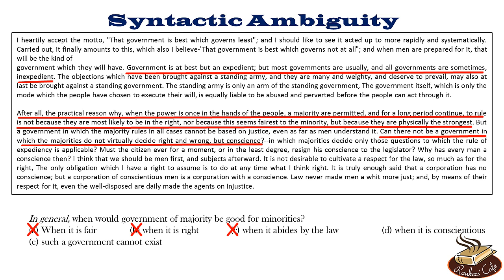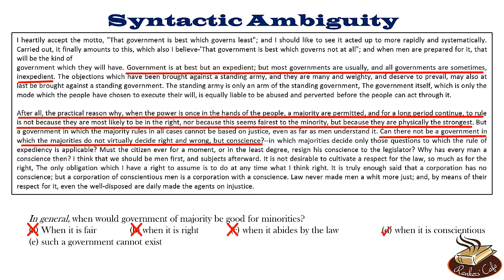Beyond this, he does not say that a government of majority which is good for minorities cannot ever exist. This information is not provided anywhere in the passage. Thus, we cannot assume this to be true. Considering all of the above, D is the right option here.